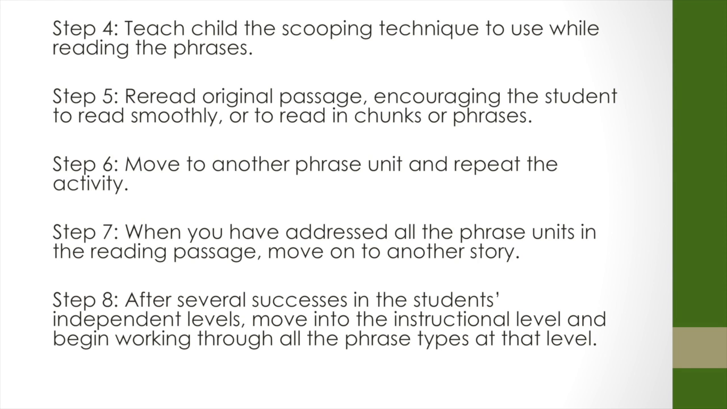Step 5 happens simultaneously with Step 4, and you will ask the child to reread the original passage, encouraging him to read it smoothly. In Step 6, you will choose another phrase type and repeat the process from Step 3 forward. In Step 7, move on to another story with similar phrase types. Finally, in Step 8, after several successes at the independent reading level, you will take a step back into the child's instructional level and work systematically through all the phrase types you encounter at that level.